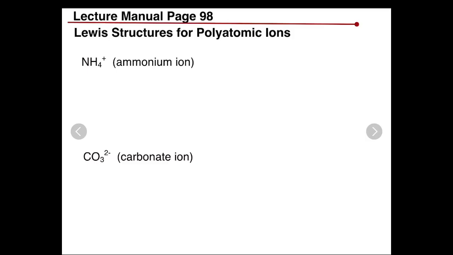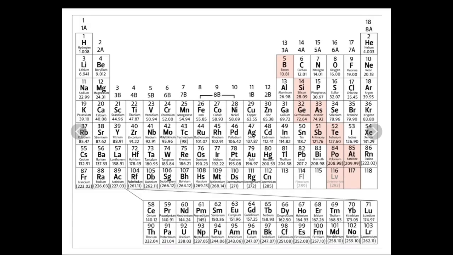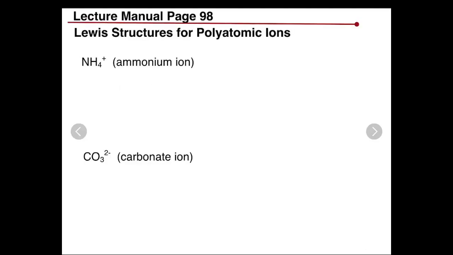So first off, what we need to do is count the total number of valence electrons. We have the ammonium ion, with hydrogen and nitrogen, and carbonate, with carbon and oxygen. The number of valence electrons is 1 for hydrogen, 4 for carbon, 5 for nitrogen, and 6 for oxygen. So I'm going to count the total number of valence electrons. For the ammonium ion, it would be 5 plus 4 hydrogen times 1, because each hydrogen is 1.